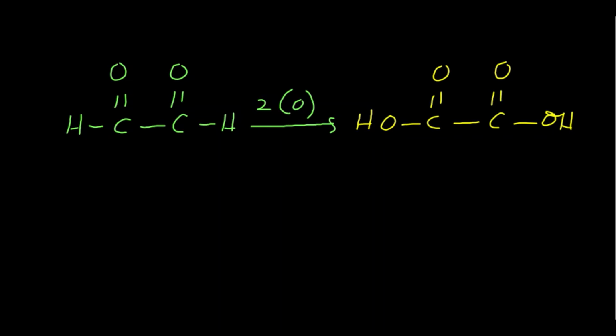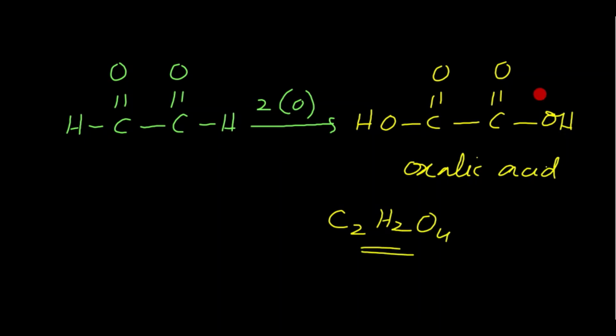This molecule is known as oxalic acid. We know very well what is the molecular formula for oxalic acid. C2H2O4. This is the molecular formula for oxalic acid, right students? And here we have the structural formula for oxalic acid. I hope reactions of alkynes are clear to you, students.